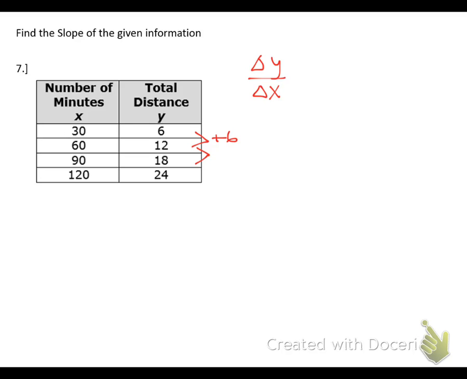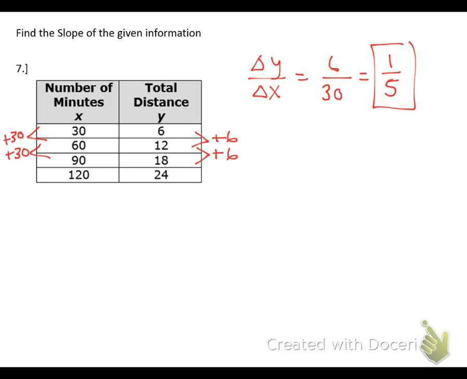This is plus 6, over here plus 30, plus 30. So they're both the same, so that lets me know I'm only going to have to do it once here. So my delta y is plus 6, my delta x is plus 30. Now I need to reduce that. I can divide those both by 6, and that's going to give me a slope of 1/5.